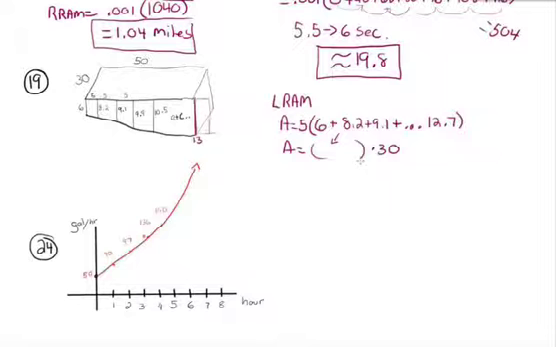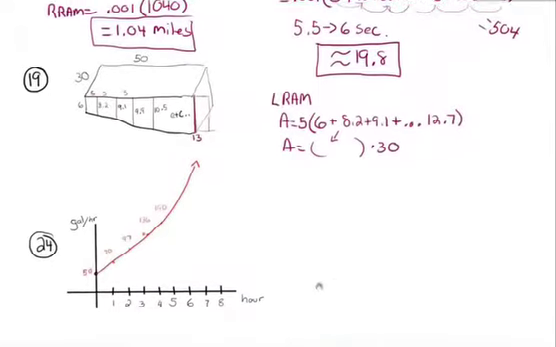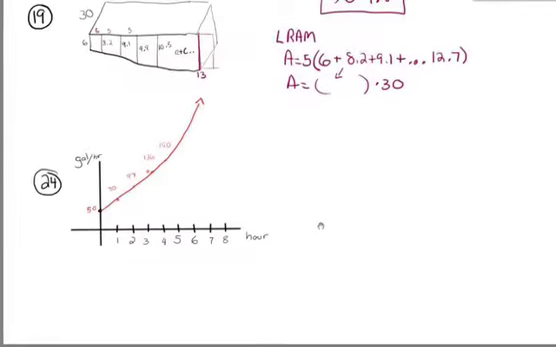Number 24. All right, let's see if we can do this quickly. It's getting kind of late. It's 11:41. I need to go to bed.